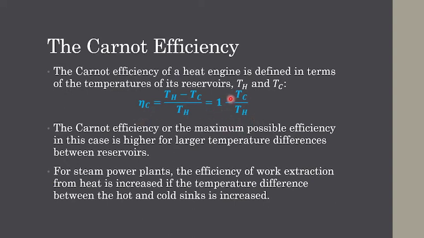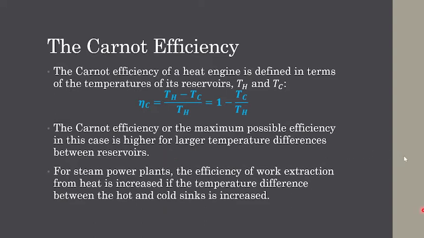That is the heat transfer to the cold reservoir over the heat transfer from the hot reservoir. In the case of the Carnot efficiency, we only need to know the temperatures of the reservoirs. This becomes 1 minus TC over TH. Now, this is what you need to remember. The Carnot efficiency, or the maximum possible efficiency in this case, is higher for larger temperature differences between reservoirs.